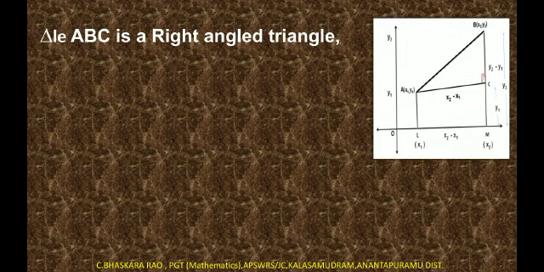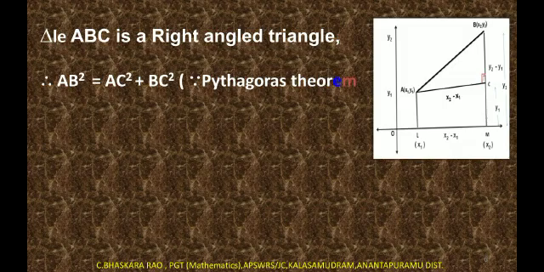Whenever it is a right angle triangle, we apply the Pythagoras theorem. Pythagoras tells us the square of the hypotenuse is equal to the sum of the squares of the two sides. Here AB is the hypotenuse and the remaining sides are AC and BC. That means AB square is equal to AC square plus BC square. You write it, from the Pythagoras theorem.